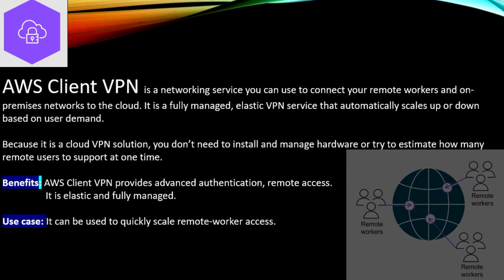AWS Client VPN is a networking service you can use to connect your remote workers and on-premise networks to the cloud. It is a fully managed elastic VPN service that automatically scales up or down based on user demand. Because it is a cloud VPN solution, you don't need to install and manage hardware or try to estimate how many remote users to support at one time. The benefits are AWS Client VPN provides advanced authentication, remote access. It is elastic and fully managed. If we talk about use case, it can be used to quickly scale remote worker access.